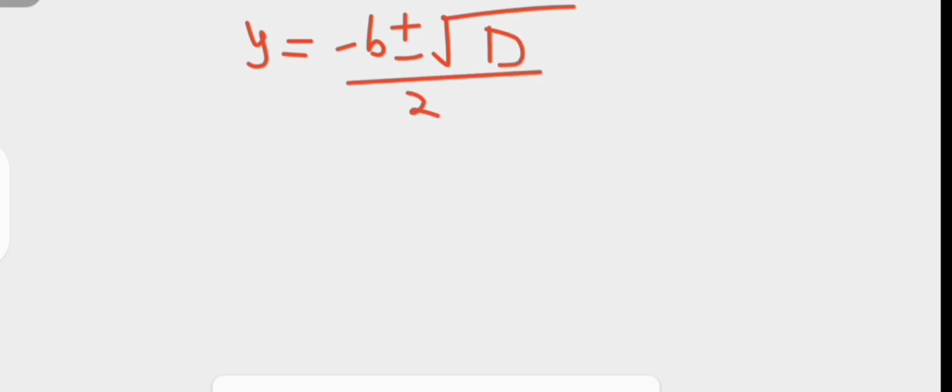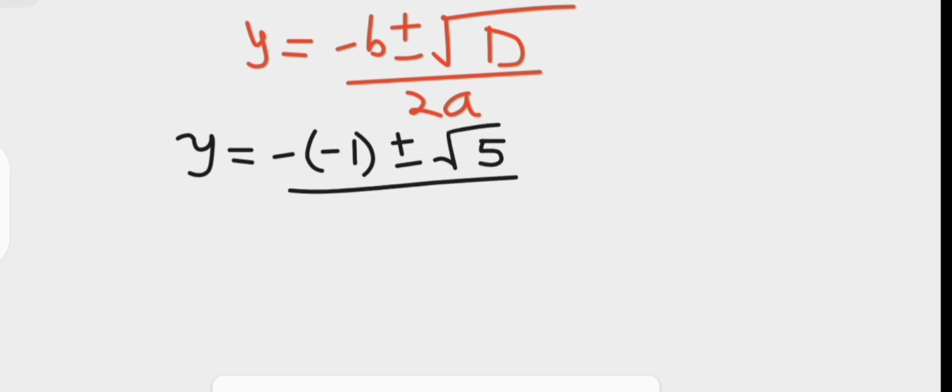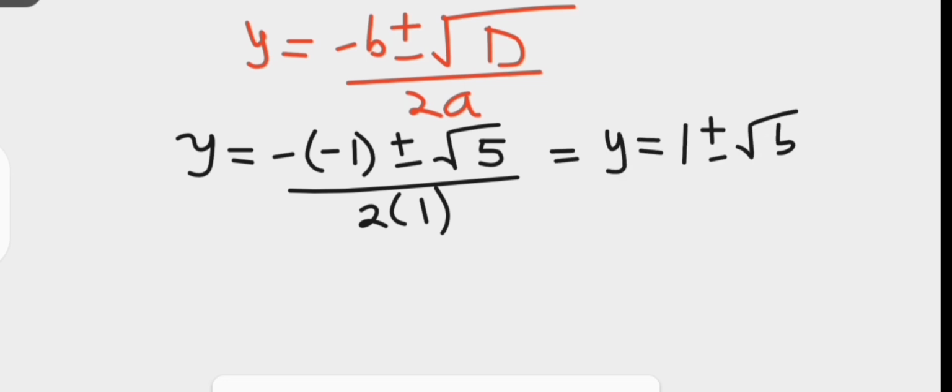The quadratic formula is y equals minus b plus or minus the square root of b squared minus 4ac, which is the discriminant, over 2a. Substituting the values of b, the discriminant and a, we have y to be minus 1 plus or minus the square root of 5 over 2 times 1, and that gives y to be 1 plus or minus the square root of 5 over 2.